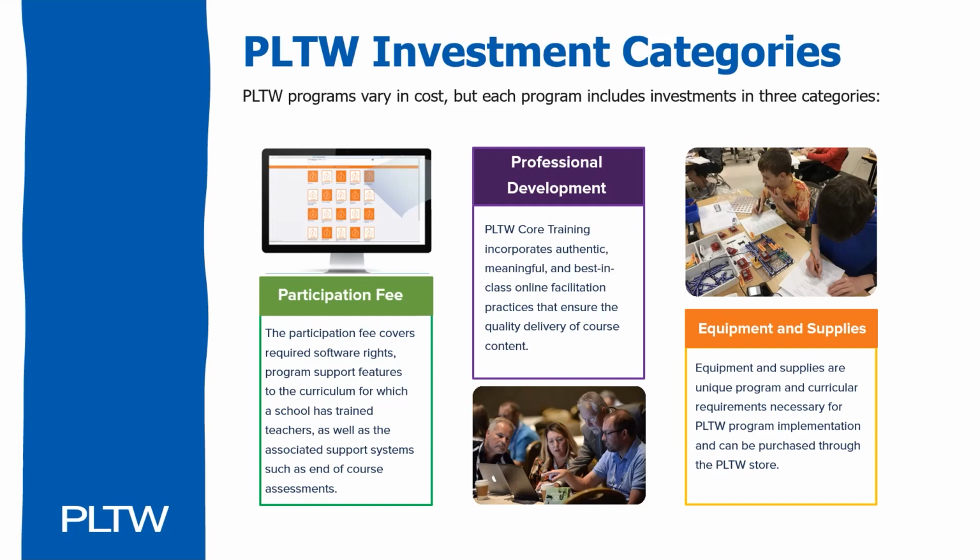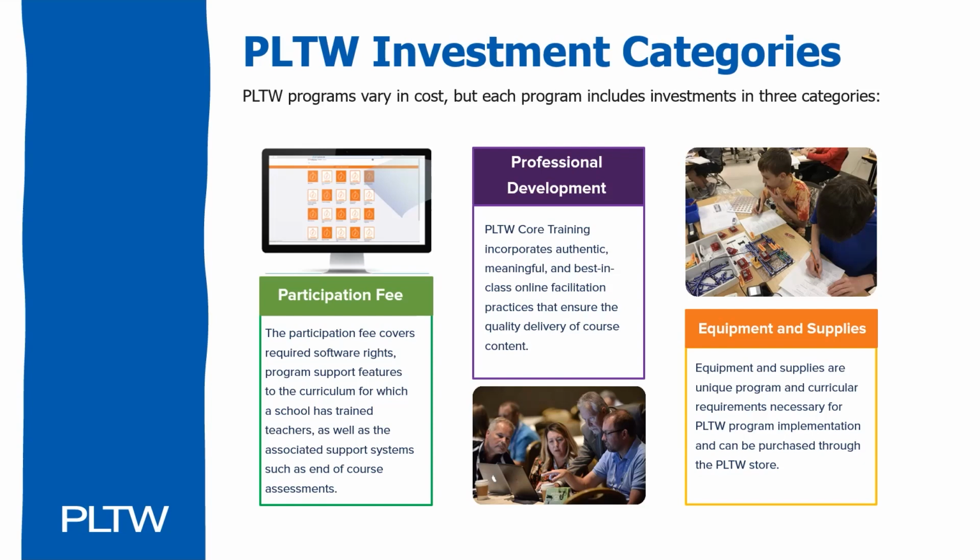But the first step to that transformation is creating a strategic plan, one that meets your school's vision and goals to expand opportunities for all students. Part of that plan is having a clear view of the required investments and identifying all the funding sources available to you. Our PLTW programs vary in cost, but each program includes investment in 3 categories.